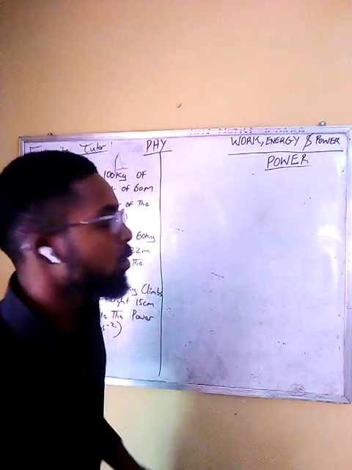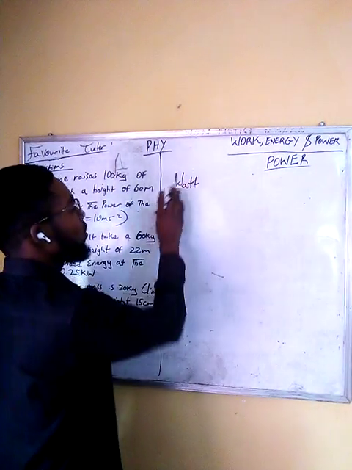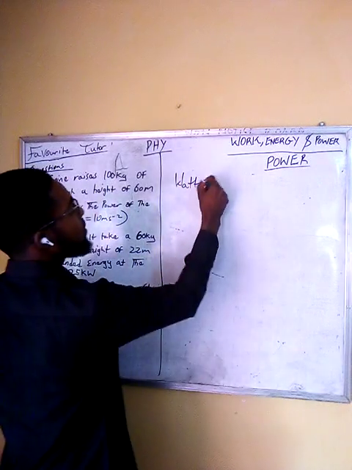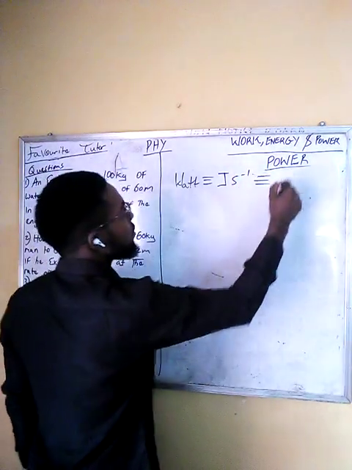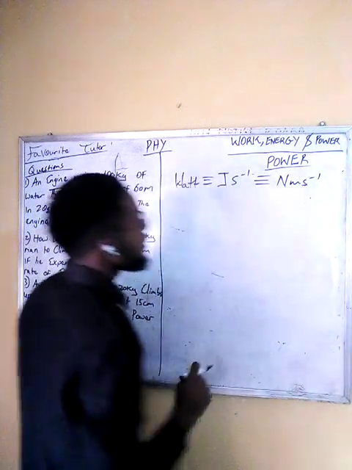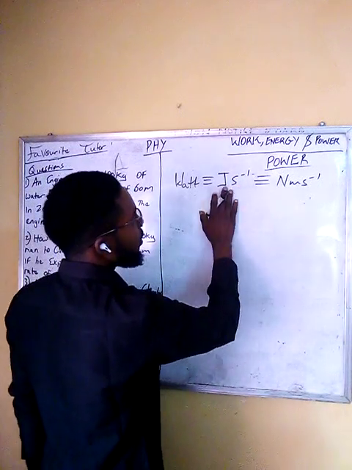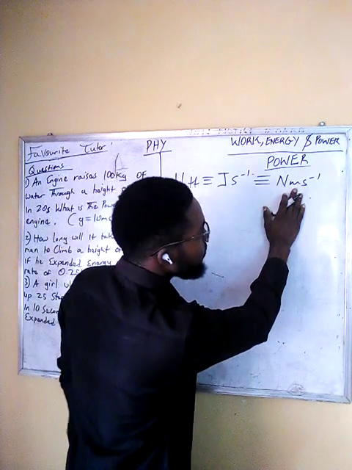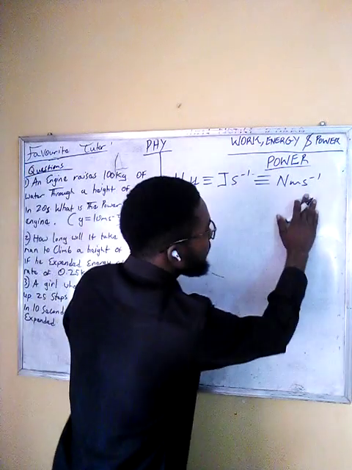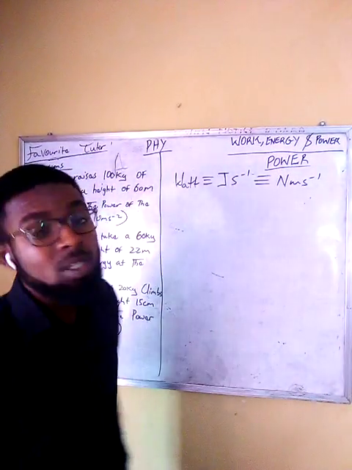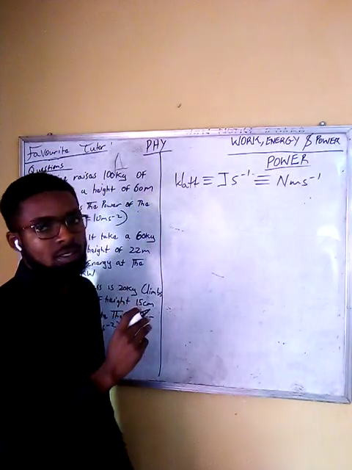remember that the SI unit for power is watts. Whenever we are calculating power, our unit should be in watts, which is equivalent to joules per second, also equivalent to newton meter per second. Now this is the SI unit. Joules per second is the derived unit from work done over time, while newton meter per second is also a derived unit of power from force times velocity. So these are units for power, but the SI unit, the standard unit, is watts.